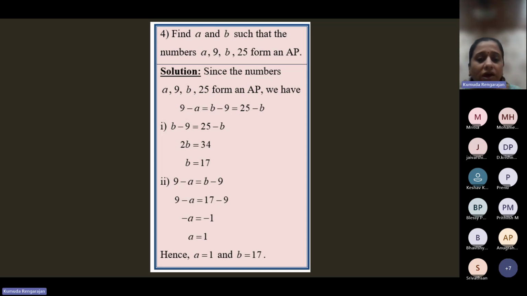Okay, so now solve. If you take up the first one and solve, you cannot find anything because there are two unknowns, A and B. So don't do that first. Work B minus 9 is equal to 25 minus B first. So you get B is 17. And then work 9 minus A is equal to B minus 9. You know B is 17, so you can use that and you find A is 1. So the value of A is 1 and the value of B is 17.